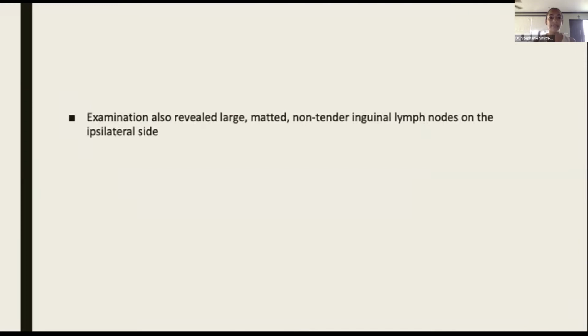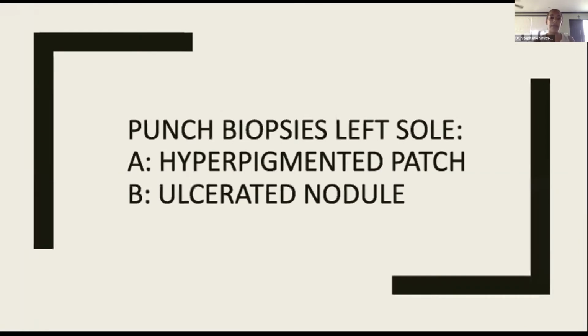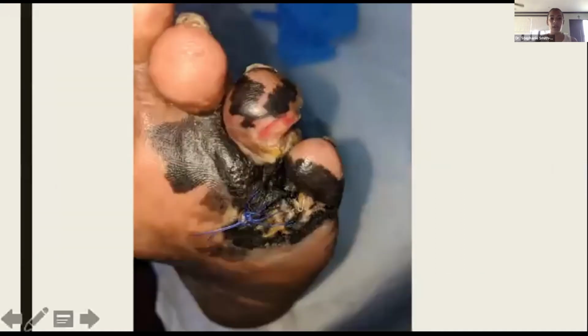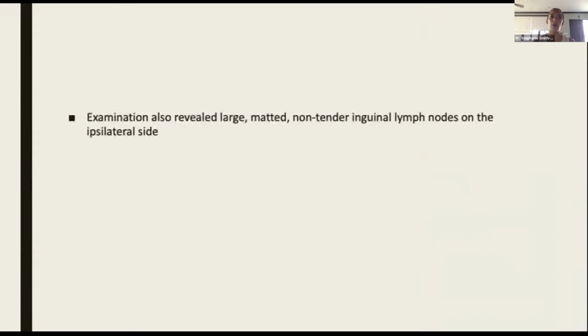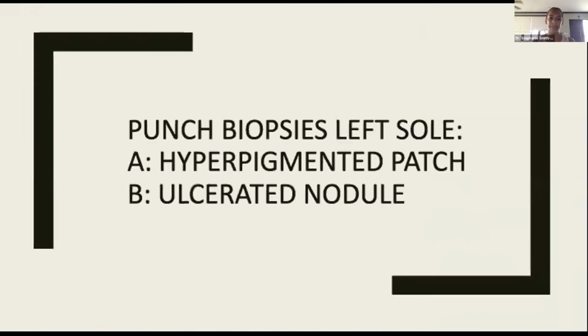Where do we go next? Of course, our next step in management would be to confirm our diagnosis. And so we did 2 punch biopsies of the left sole. Remember in our picture, I showed you where we did biopsy here, and I think we also did of the ulcerated lesion as well. And we'll talk a little bit more later on about how we choose these biopsy sites.